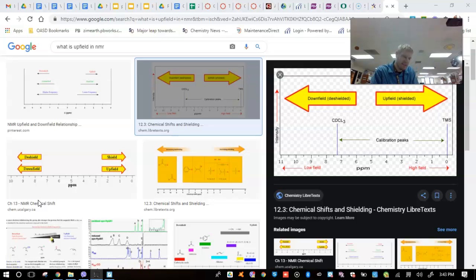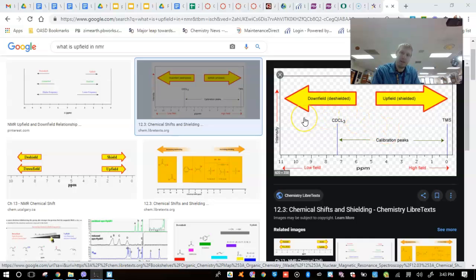All right, next, what we're going to do is talk about shielding and upfield versus downfield. Downfield is kind of counterintuitive: as the numbers go up, it's going downfield, and as the numbers go down, we call that upfield. So zero is like the top of the hill, upfield, and then you go downfield.